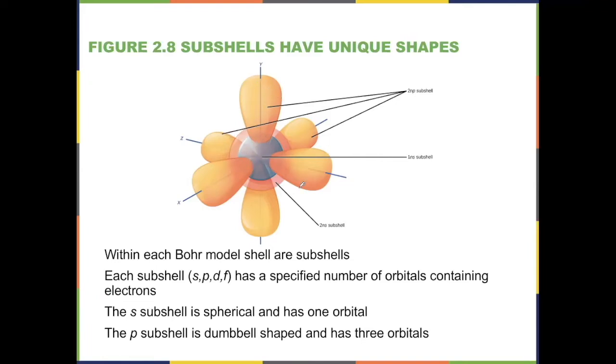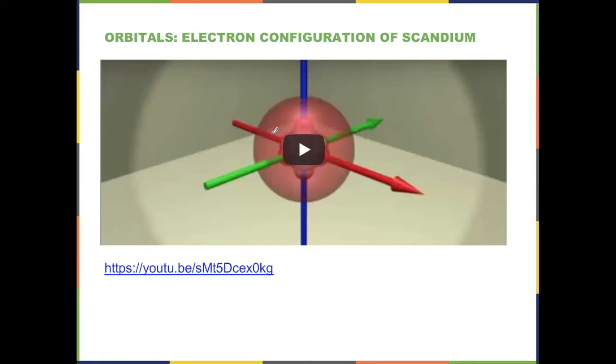After that, we move on to some other subshells in the next energy level. These have this kind of figure 8 dumbbell type shape to them. So somewhere in here are the electrons. We don't know exactly where. Here is a video that shows you a 3D version of these orbitals being built around a particular atom to give you a better idea of what they look like in 3D.